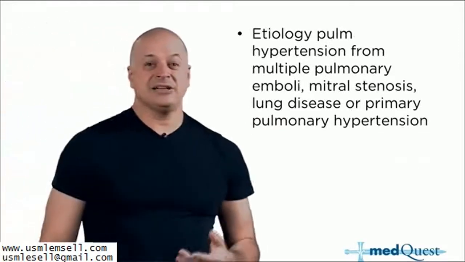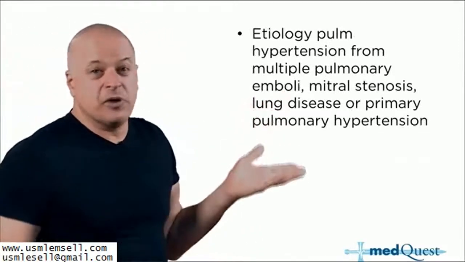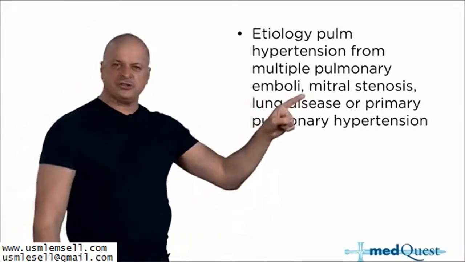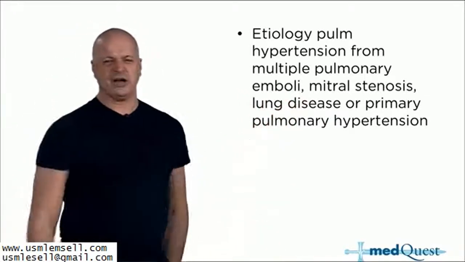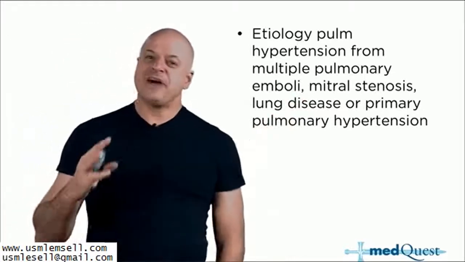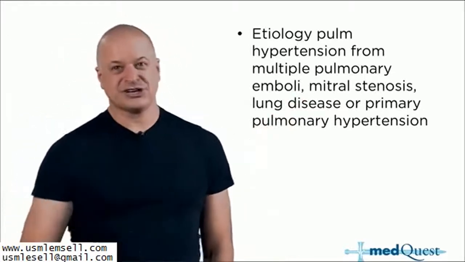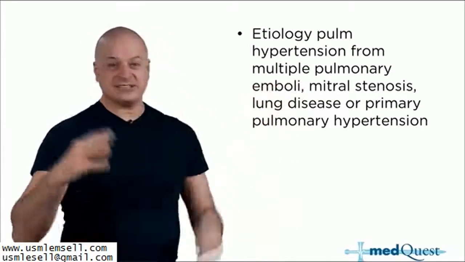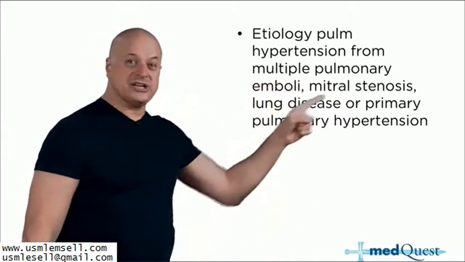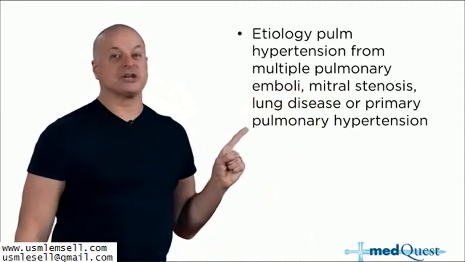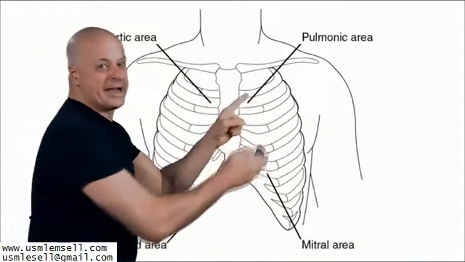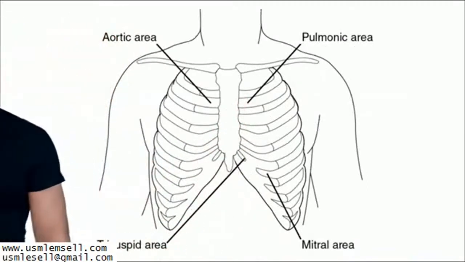Now the etiology is pulmonary hypertension from multiple pulmonary emboli clogging things up. Mitral stenosis, but that's on the left side of the heart. Yeah, but the final destination of the right heart circulation is the left side of the heart. Back pressure, back pressure. All these are saying back pressure into the heart.